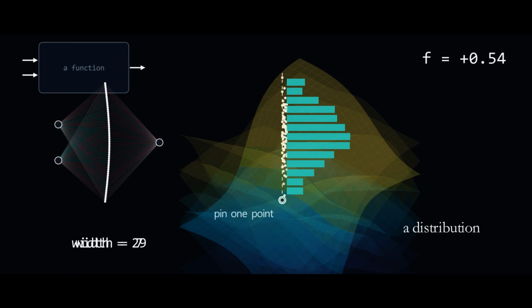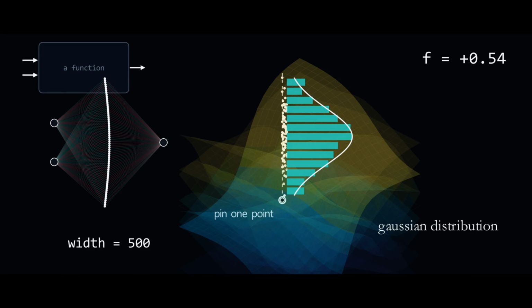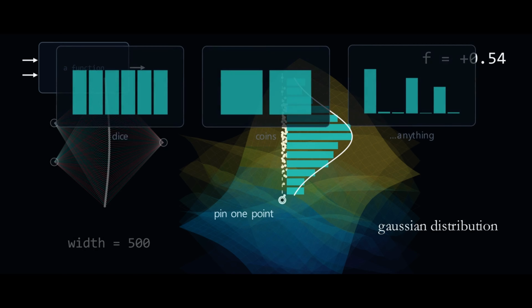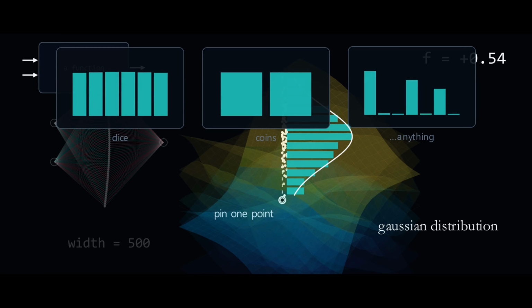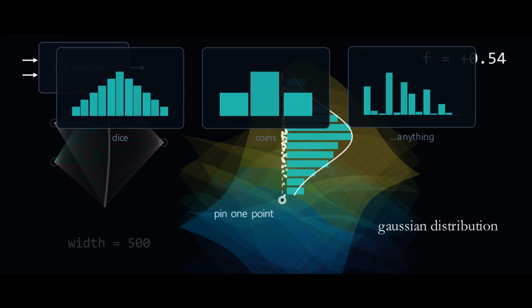Now widen the network. More neurons in each layer. 10, 50, 500. And watch what happens to that lumpy, ragged distribution. And here's where most tellings say "surprisingly" and move on. But it isn't surprising. It's the oldest result in statistics.